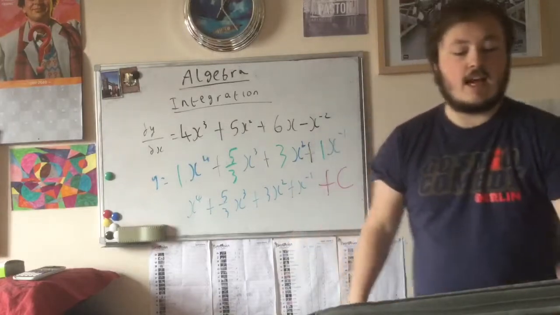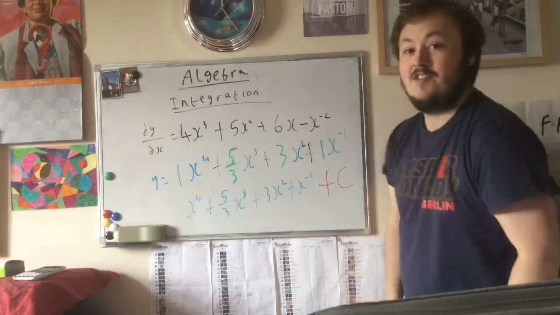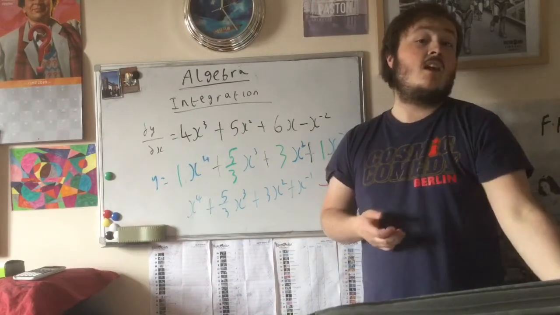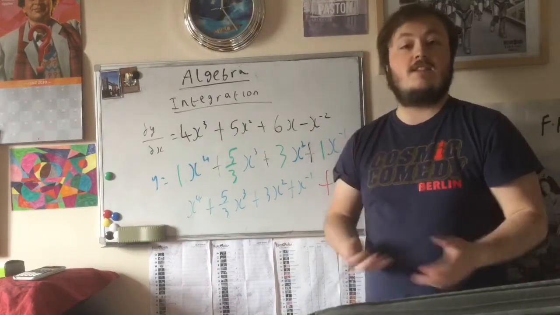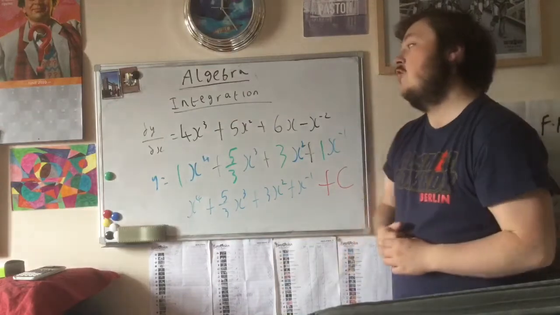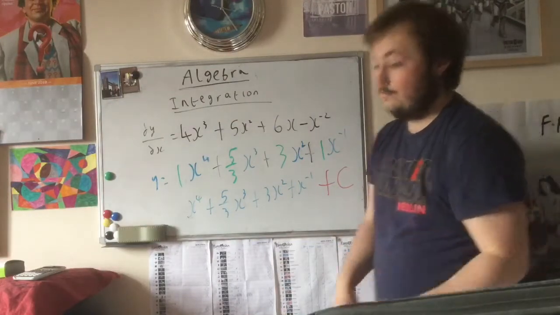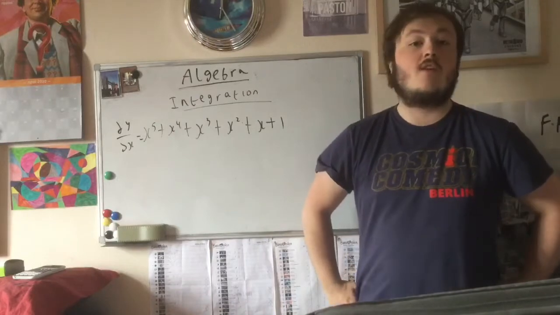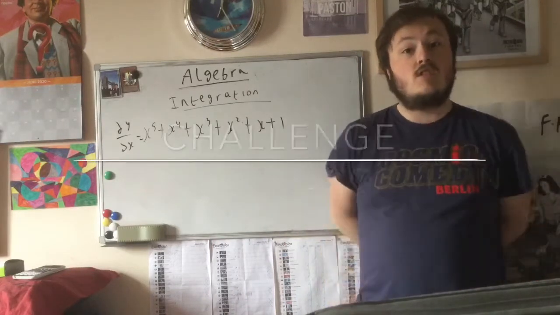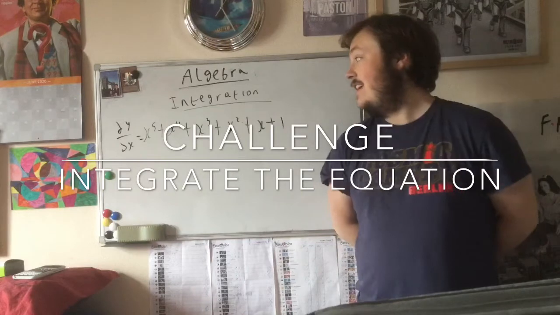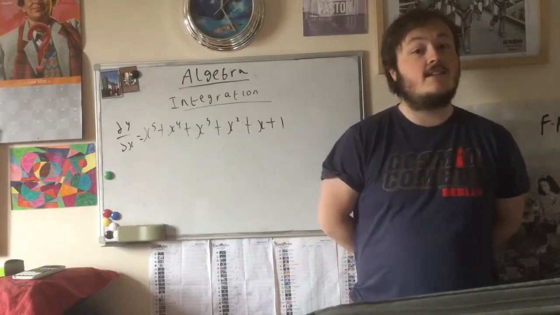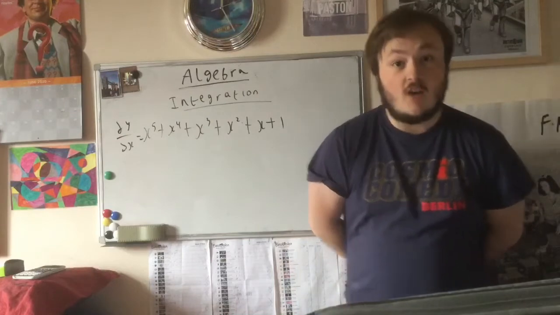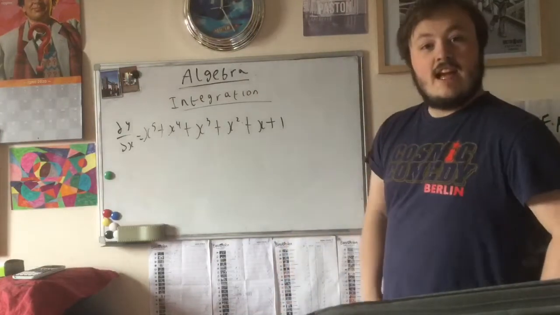And that is how you integrate equations. I didn't want to do many of these because if you understand how to differentiate, then you'd understand how to do the opposite in integration. So I'm going to give you your challenge now. Your challenge is simple. Integrate this equation. Remember what I told you. You add 1 to the indice and then you divide that indice by the coefficient. See what you get. Good luck with it. I'm looking forward to seeing how you do.